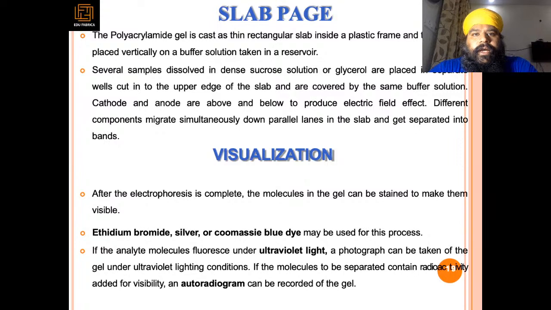Then the slab PAGE. This is a polyacrylamide gel which is cast as a thin rectangular slab inside a plastic frame, and this slab is placed vertically in a buffer solution taken in a reservoir. We can visualize these protein gels by ethidium bromide, silver or Coomassie blue dye, which may be used for this purpose. If the analyte molecules fluoresce under UV light, a photograph can be taken. We can also use autoradiography.